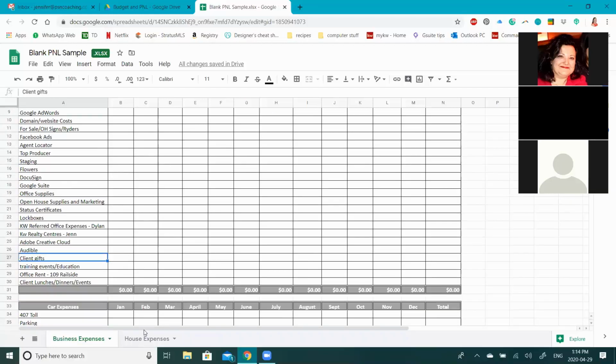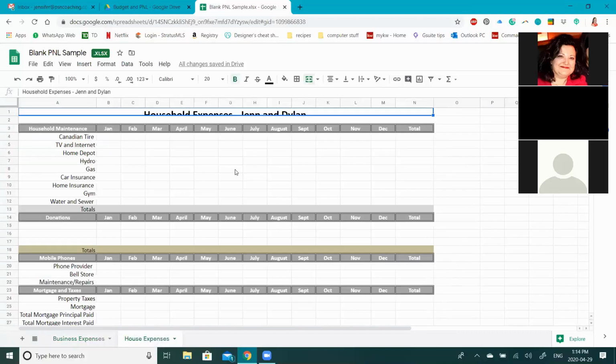And then if you notice down the bottom, I also have house expenses. And the reason for that is because you can write off a portion of your home costs.